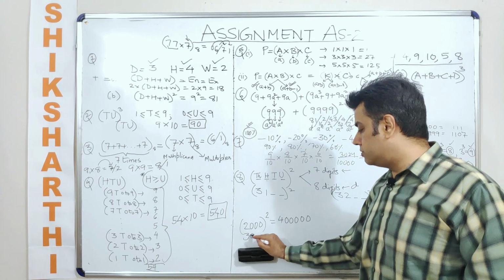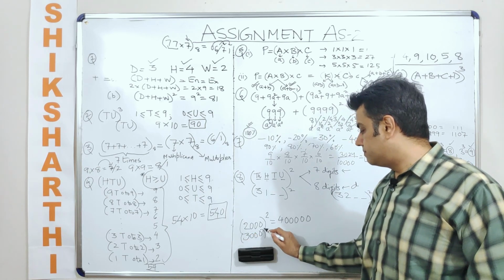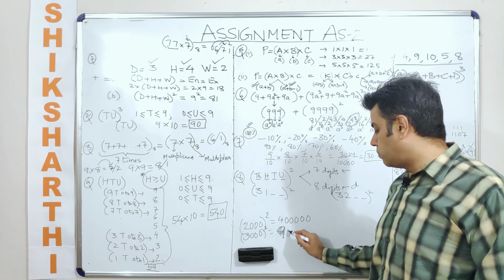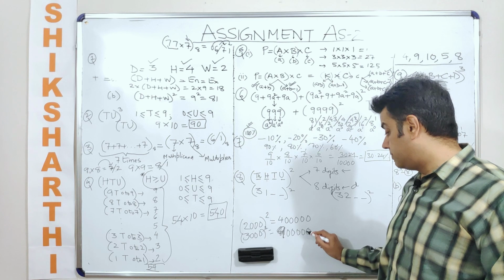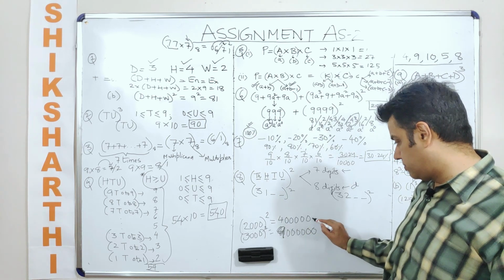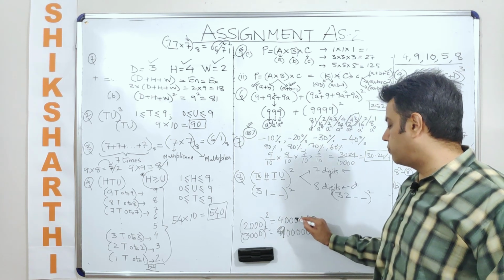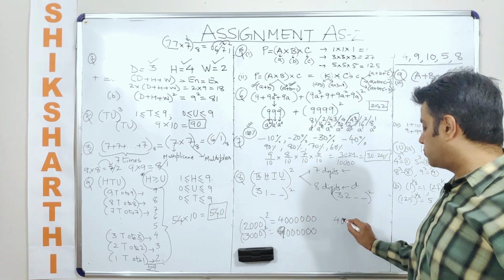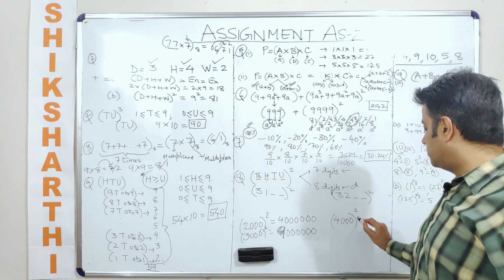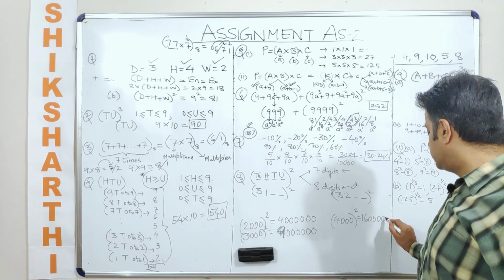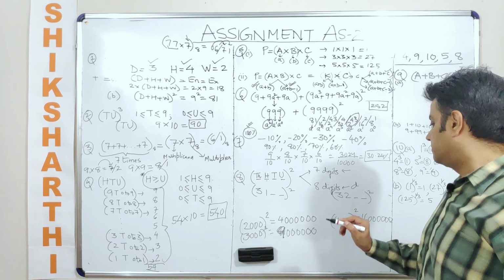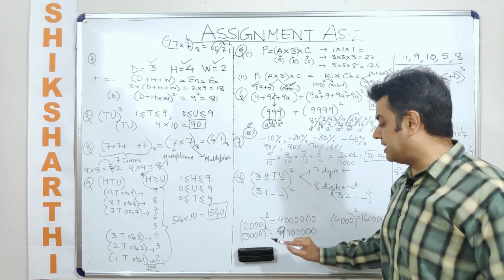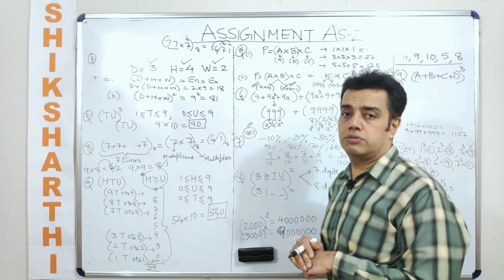Had I taken 3000, this gives me what? 9 followed by 6 zeros. So 1, 2, 3, 4, 5, 6, 7 digits, and here also you are getting 7 digits. Had I taken 4000 whole square, what is the count of digits that I would have got? I would have got 8 digits in total. So can I say from here, whichever number this is, it has to be between 3000 and 4000.